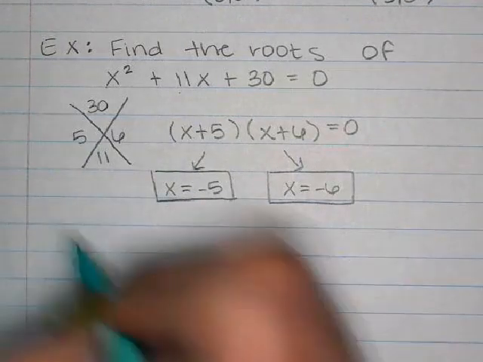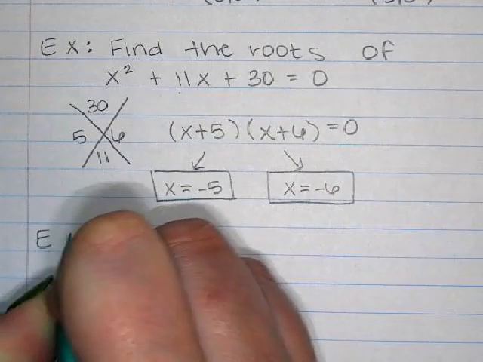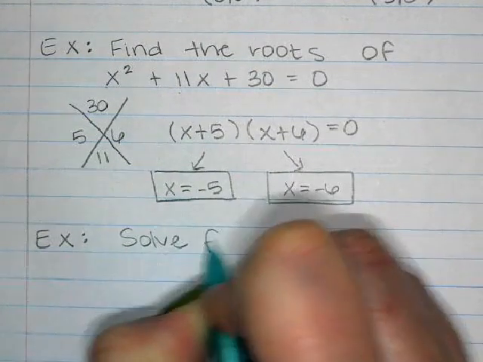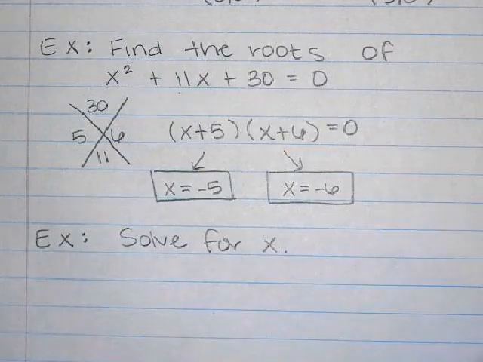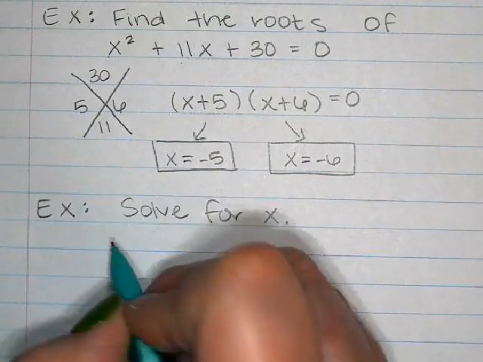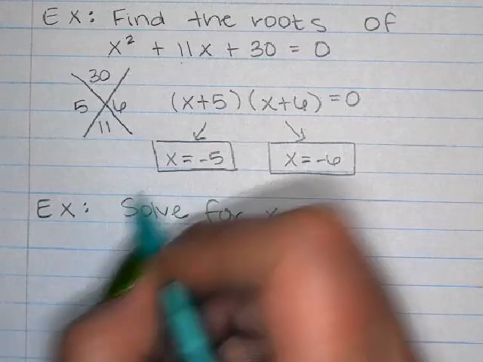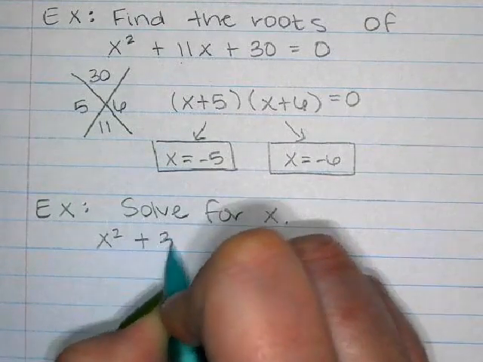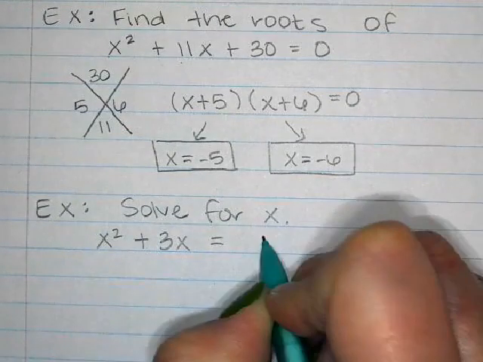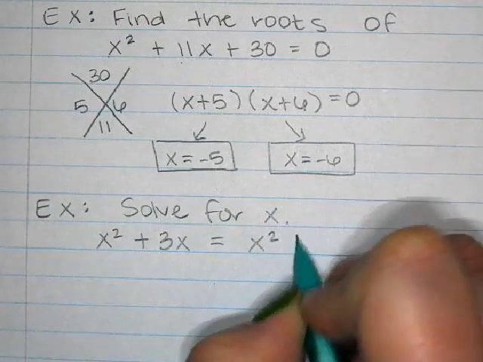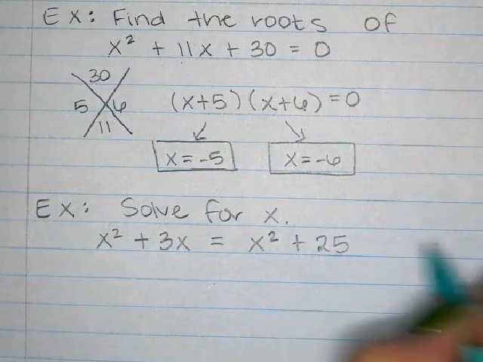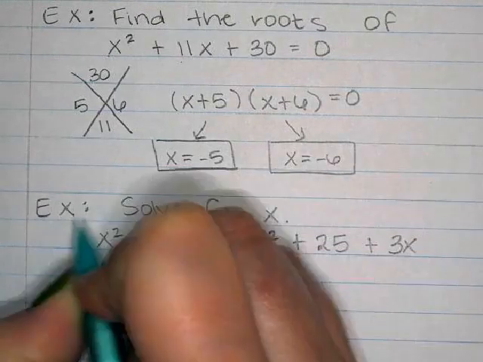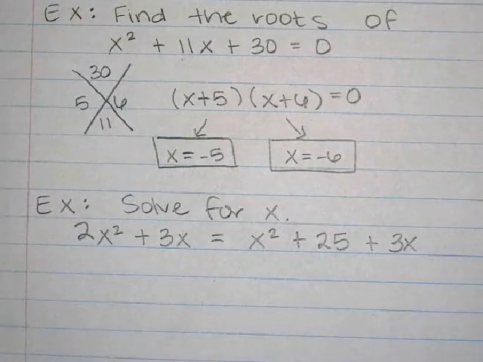Let's try instructions that say solve for x. This one is going to say x squared plus 3x equals x squared plus 25 plus, hold on, 2x. There we go. Okay.